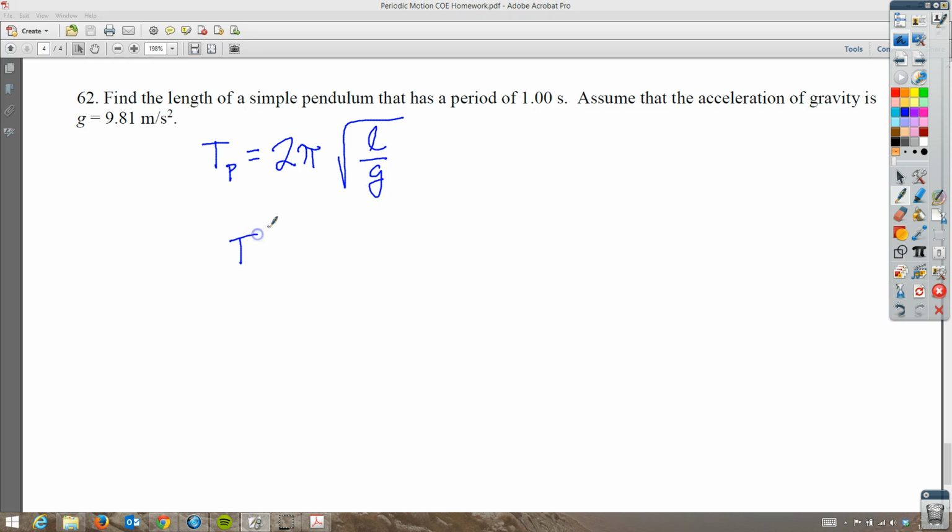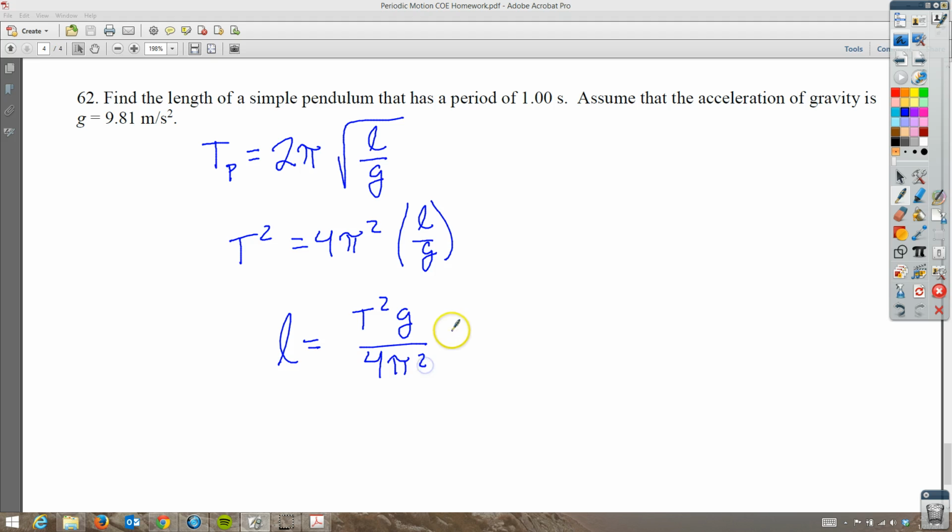We have to square both sides. So we're going to say T squared is equal to 4 pi squared, and now we're just left with L over g. If I want L by itself, I need to divide both sides by 4 pi squared, multiply both sides by g. So L will be equal to T squared g all over 4 pi squared.